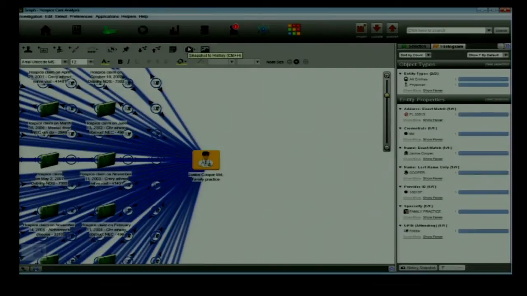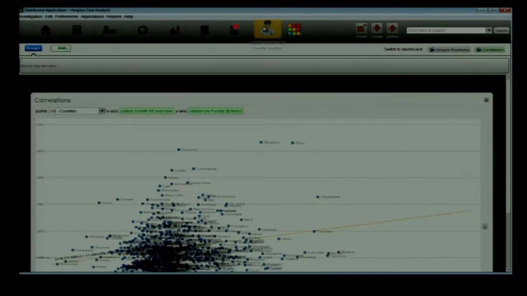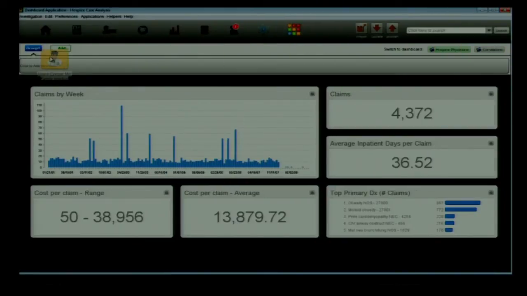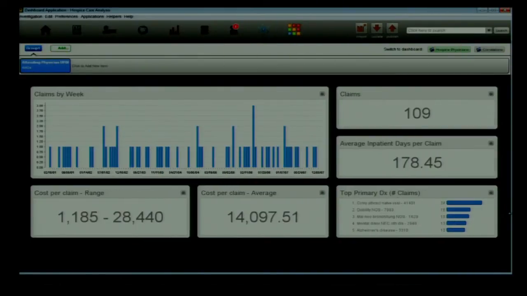We've said over and over, Florida is different. So I want to compare Dr. Janice Cooper specifically to what I might expect in Florida. To do that, I'm going to take her to my dashboard and actually have a separate dashboard where I can get a snapshot, and this has been customized for the metrics that I care about as an analyst. I can see just a distribution of her claims.